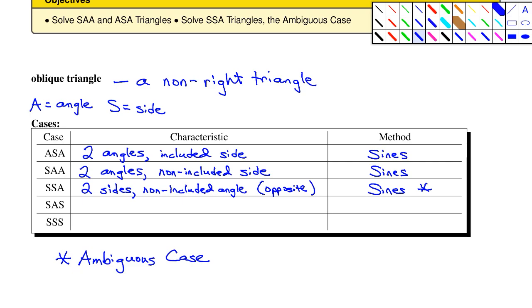The last two, side angle side, that's two sides with an included angle. So there's an angle in the middle of the two sides that are given. And for this one, we use the law of cosines. And if we have side, side, side, that means we have three of the sides given and none of the angles. And to start that one, we use the law of cosines.